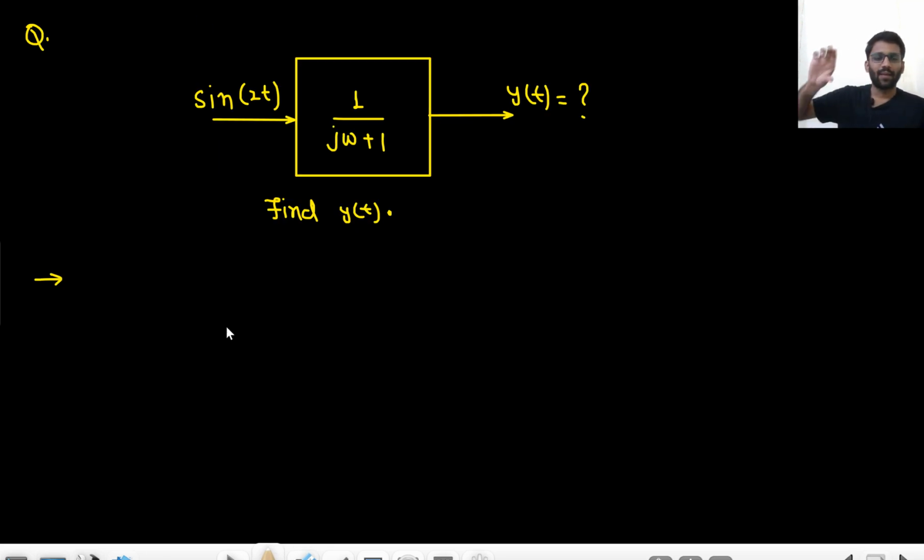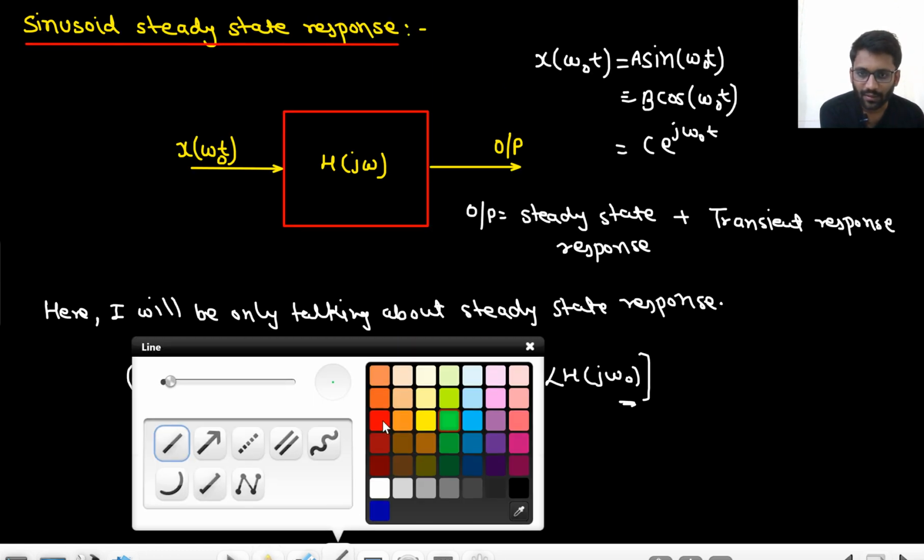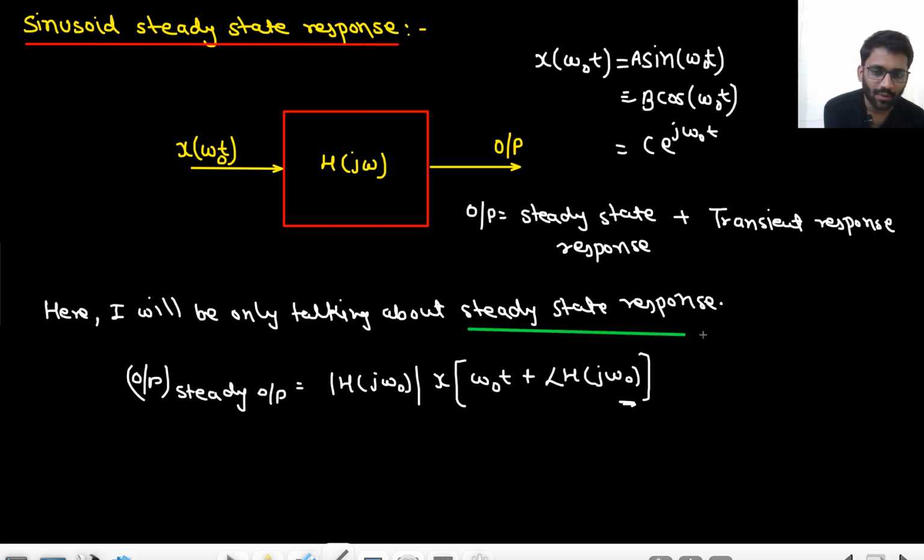This is an example. I am applying a sine 2t input to a system which has an impulse response of this. And now you need to tell what will be y(t). Find y(t) at steady state. Just notice this, it is a very important line. Here I am talking about only the steady state response, steady state output.